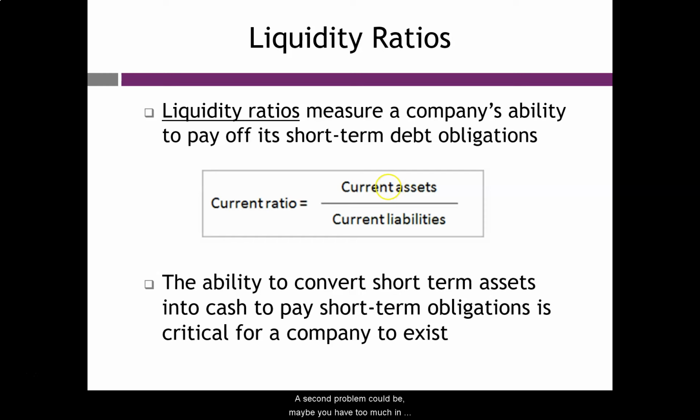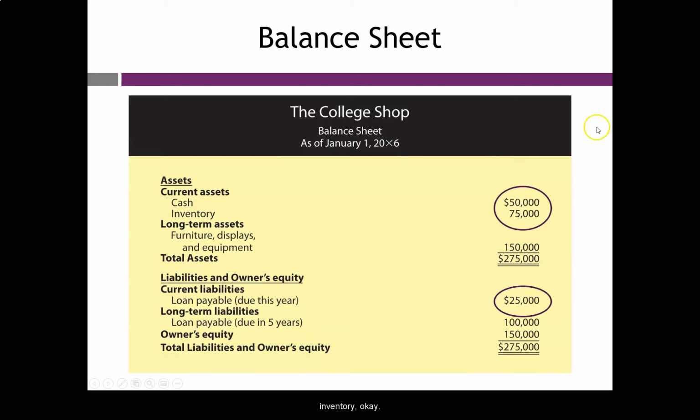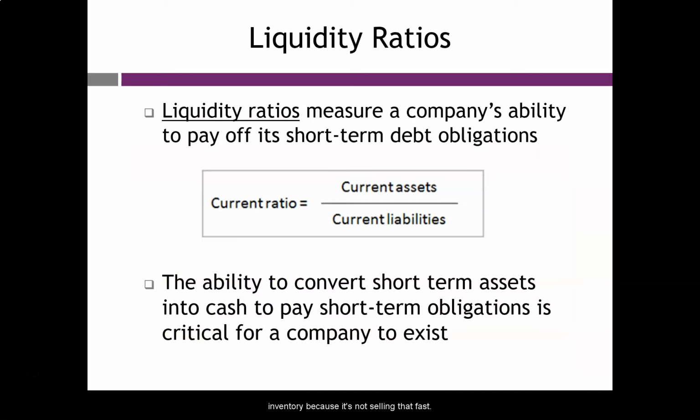A second problem could be maybe you have too much in inventory. Okay, current assets, cash, and inventory. If you have too much in inventory sitting there, maybe that's saying we're not selling it as fast as we should. There's too much sitting in inventory because it's not selling that fast. So it is possible for a liquidity ratio to be too high. Generally speaking, the higher the better. But as with everything, you have to keep in mind there's a balance there. It could be too high. So that's liquidity ratios. Let's see what's next.